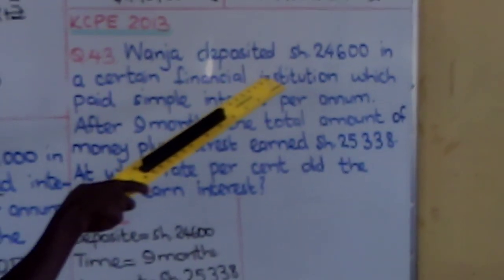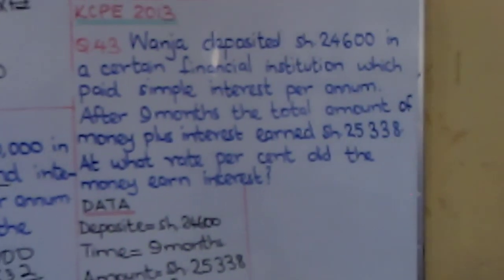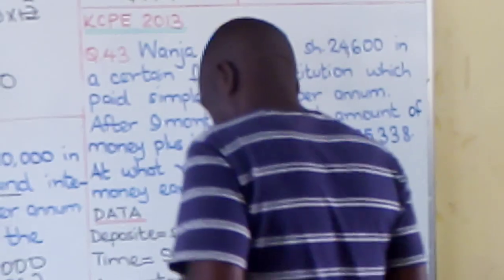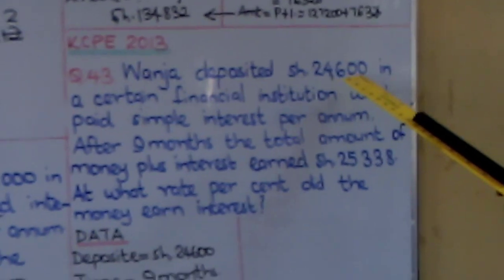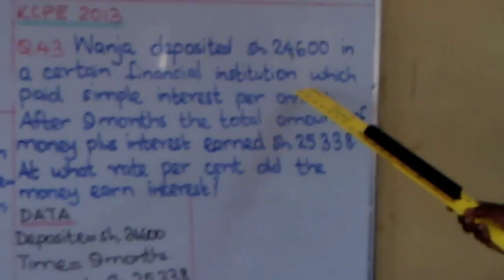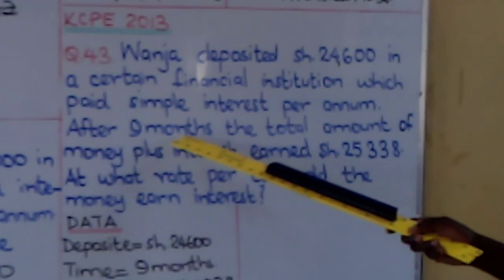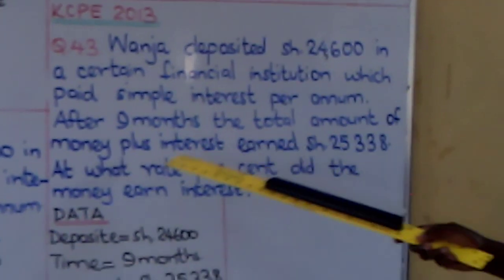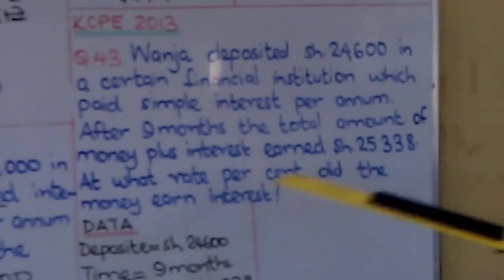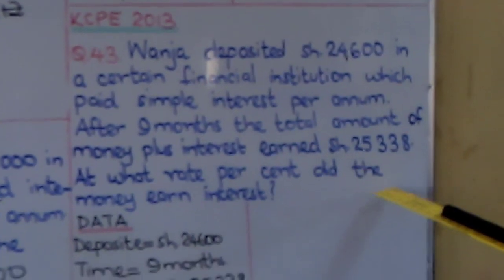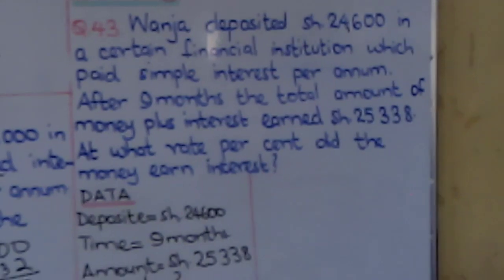Once deposited 24,600 shillings in a certain financial institution which paid a simple interest per annum. After 9 months, the total amount of money plus interest earned was 25,338. At what rate per cent did the money earn interest? You can see how confusing the question is, but well said.